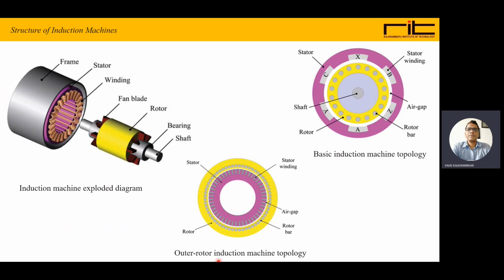There may be outer rotor induction machine topology, where inside there is a stator which is fixed, and outside there is a rotor. Here you can see the winding is there, and here there are the solid rotor bars. So this type of construction we can generally observe in ceiling fans, which is the outer rotor, and to this outer rotor the blades are attached.